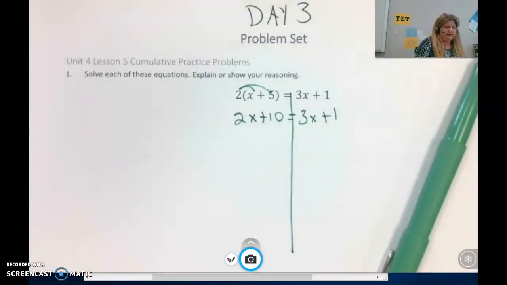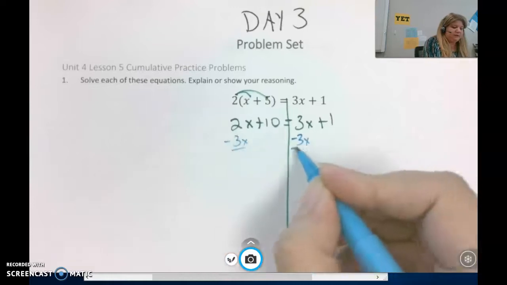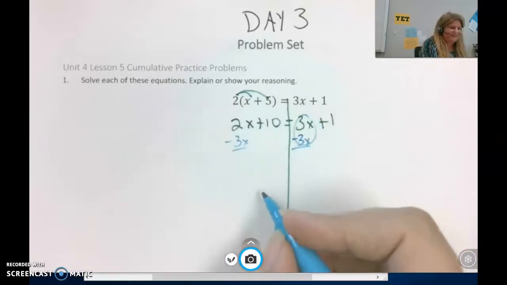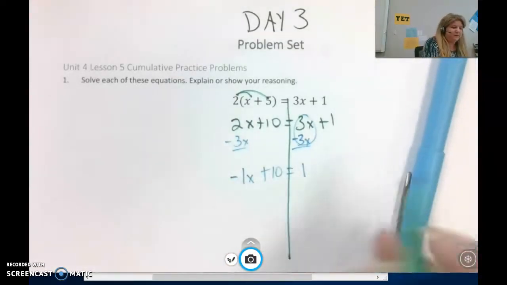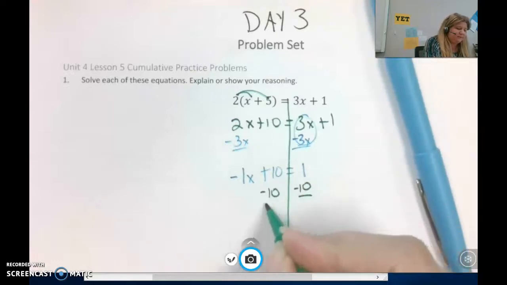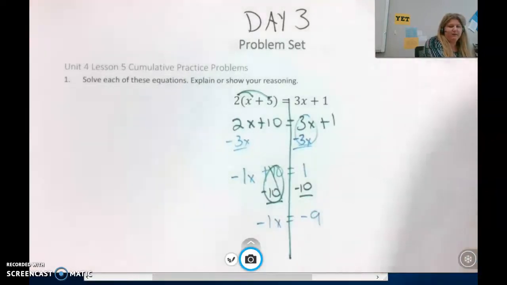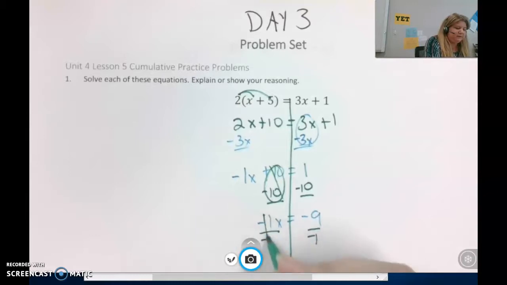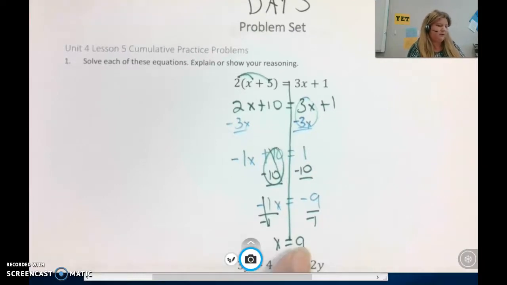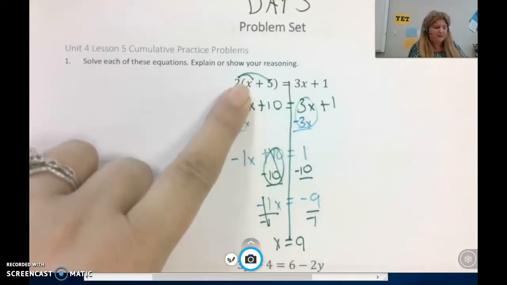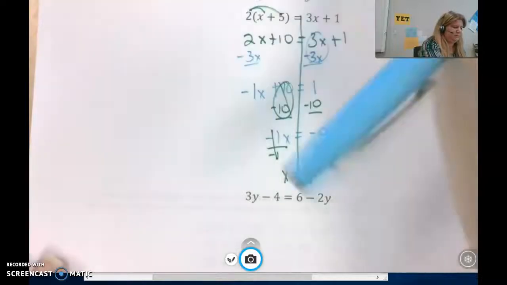Now I need to move all my constants to one side and all my variables to the other. I'm going to go back to old tricks and move all my variables to the left side. Negative 1x plus 10 equals 1. I'm going to move this constant to the other side. Negative 1x equals negative 9. Divide each side by negative 1, and x is 9. And of course I can always plug my answer back in place of the variable and see if I get the same numeric value for each side of the equation.